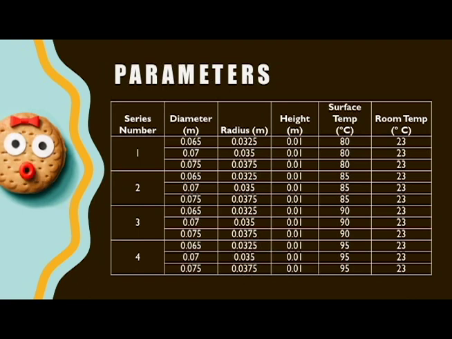Here's a table which shows the parameters used in our study. Throughout the entirety of this project, our room temperature remained constant at 23 degrees Celsius, while the surface temperature of the cookie ranged from 80 to 95 degrees. Our project was also split up into 4 series of experiments, where within each series the surface temperature remained constant, while the diameter ranged from 0.065 meters to 0.075 meters, and the height of the cookie remained constant at 0.01 meters.